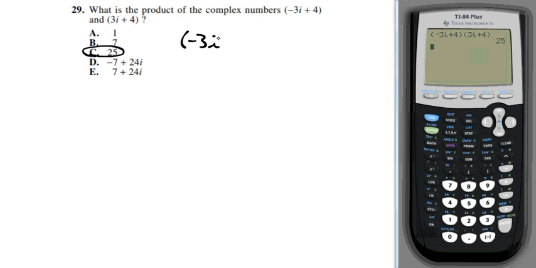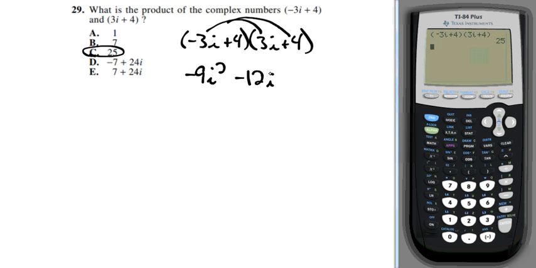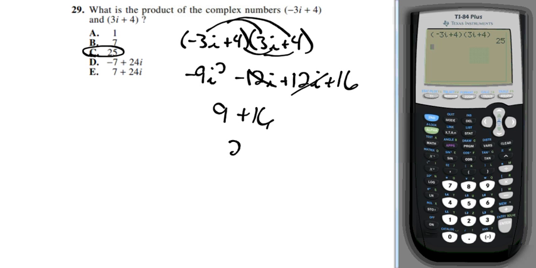We've got negative 3i plus 4 times 3i plus 4, and you just distribute. That gives me negative 9i squared minus 12i plus 12i plus 16. That's my multiplication missiles, by the way. All right, so i squared is negative 1. So this is negative 9 times negative 1, which is positive 9. These two cancel out. Plus 16 gives me 25.